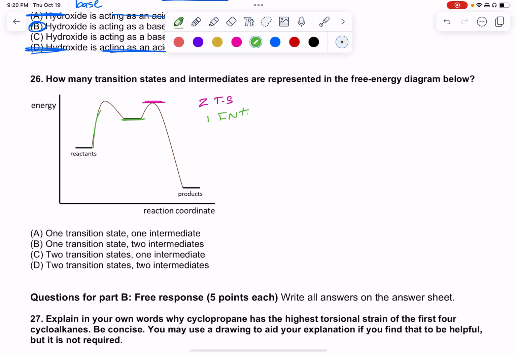So once you're over it, you're forming something, and that's your intermediate. This is where the reaction starts to change from reactants to products. And then we have 2 things happening. Then our intermediates climb up another hill, they transition here, and then they form products. So we have 2 transition states, so these 2 are wrong. And we have 1 intermediate. So it looks like C is the correct answer here.